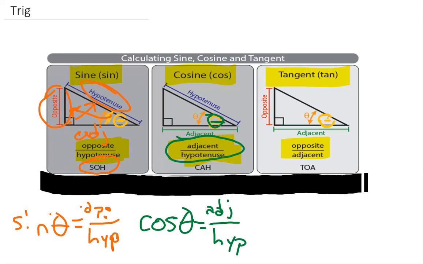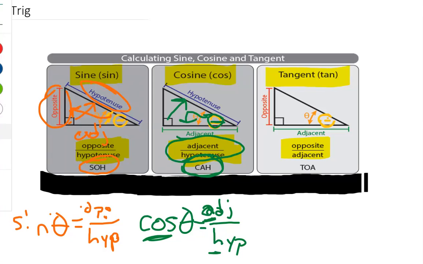My adjacent side is going to be the side right next to theta, and obviously the side that is not the hypotenuse. So my adjacent side is going to be next to it. My hypotenuse is still across from my 90-degree angle. So if I were to set this up, I could say it's my adjacent over my hypotenuse. Cosine is represented by CAH, C-A-H. The C stands for cosine, the A stands for adjacent, the H stands for hypotenuse.